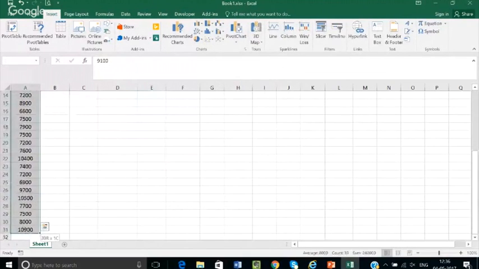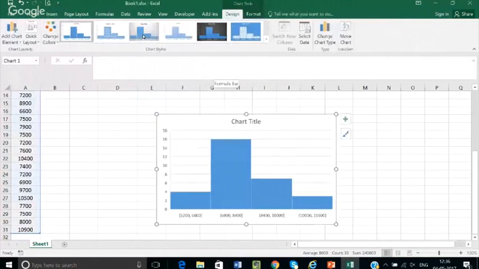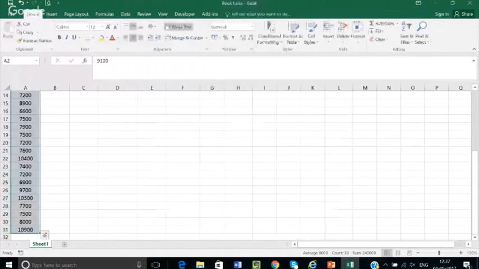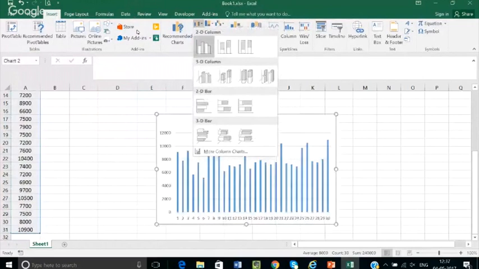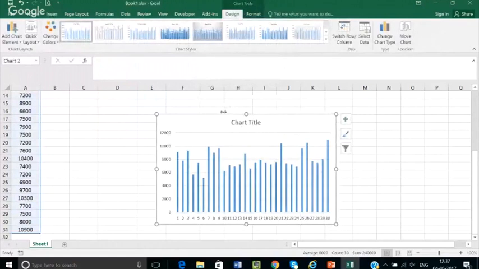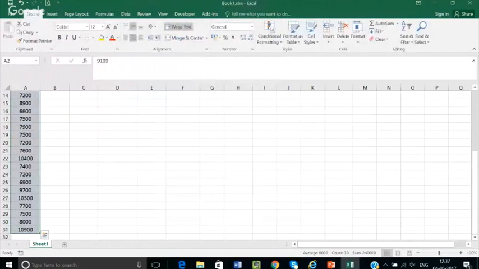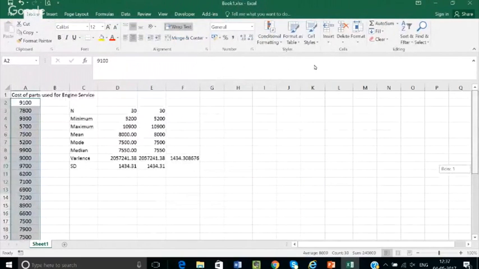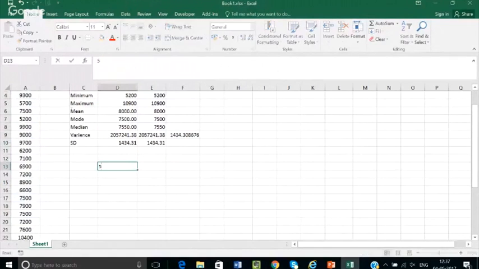We can draw a bar diagram if you want. This is the bar diagram. And one main thing is we have to do the histogram. For that we have to define the range first: 5,000, 6,000, 7,000.